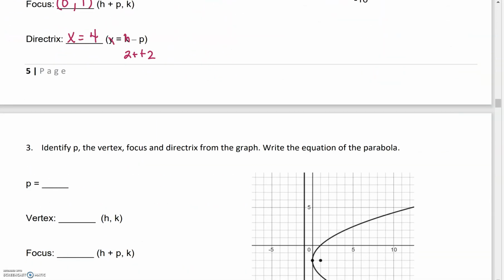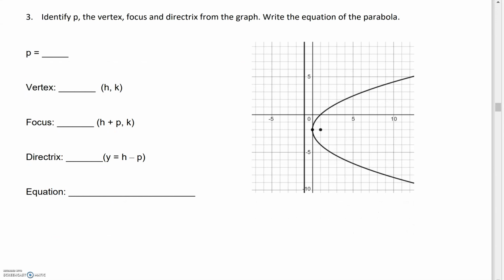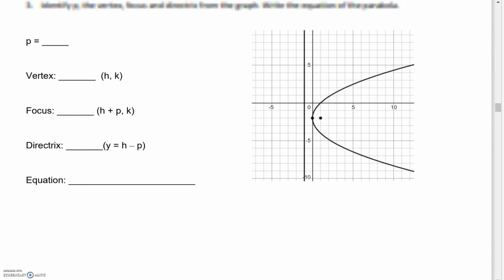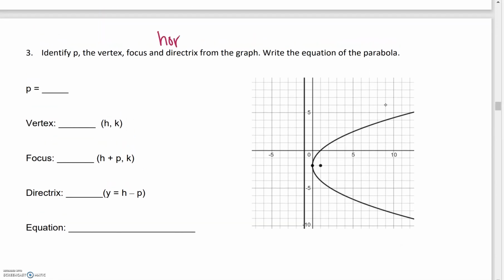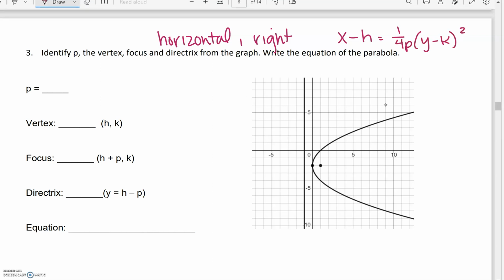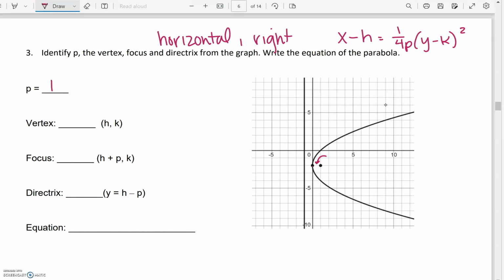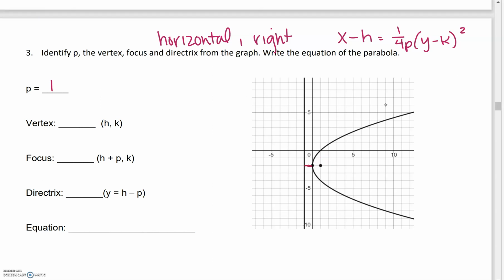All right, now we're going to go the other direction this time, and we are going to write from the graph all of our stuff, our P, our vertex, focus, and directrix. So this one is a horizontal. As we can see, it's opening to the right. Horizontal, and it's opening to the right, which means that P is positive. And so we're going to be using the X minus H equals 1 over 4P, and then Y minus K squared. So P, remember, is this distance right here between the focus and the vertex, and then the vertex to the directrix. So it's a 1. It's a distance here of 1, and then again, it's a distance here of 1.